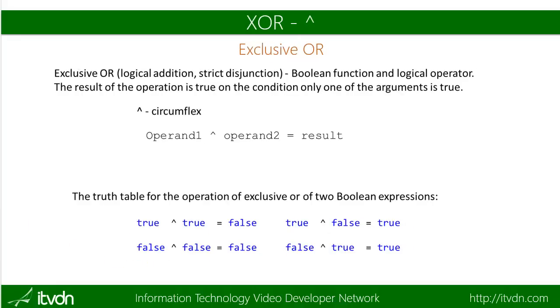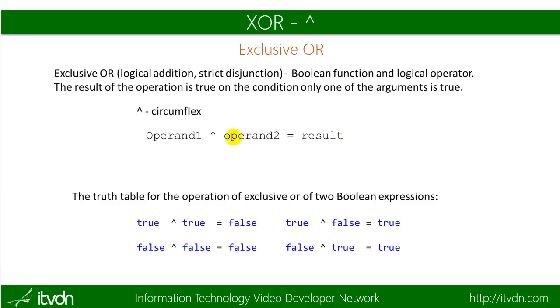Then again, we have exclusive OR, or XOR, as you can see here. The sign or symbol used for exclusive OR is the circumflex. This is the sign, you can see it here, the circumflex sign. Now, exclusive OR is a Boolean function and logical operator where the result of the operation is true only on the condition that only one of the arguments is true. So, if both of them are true, your result will be false.